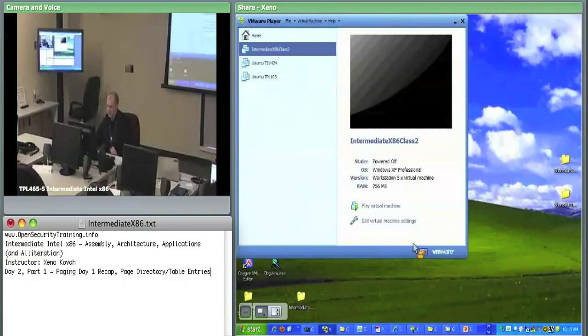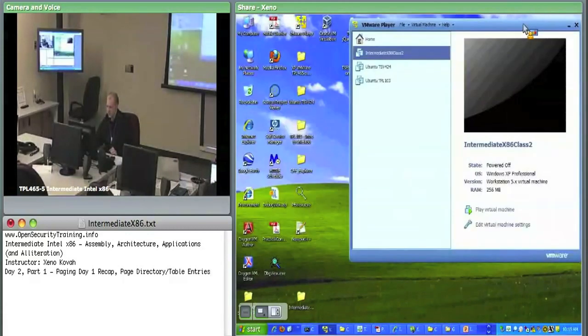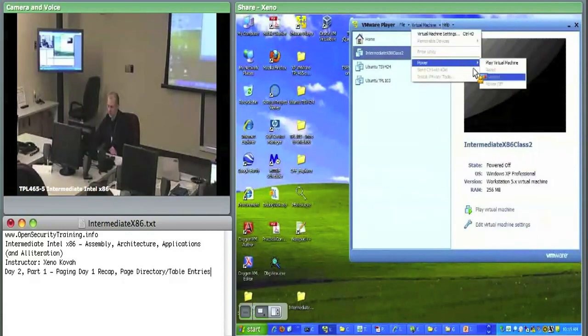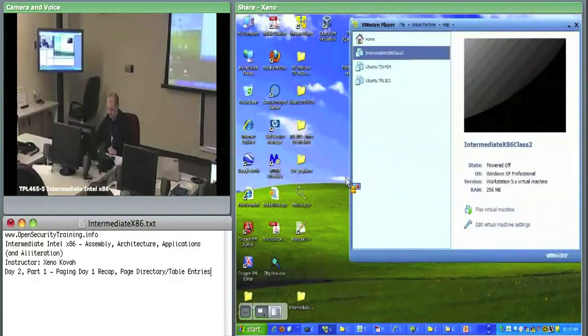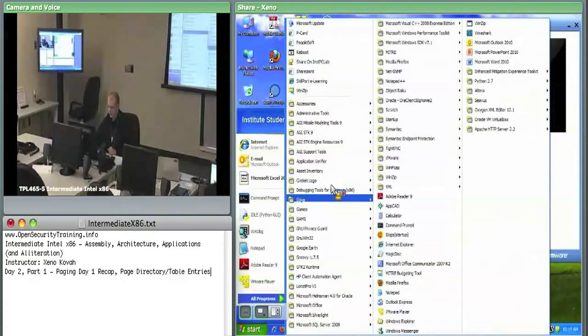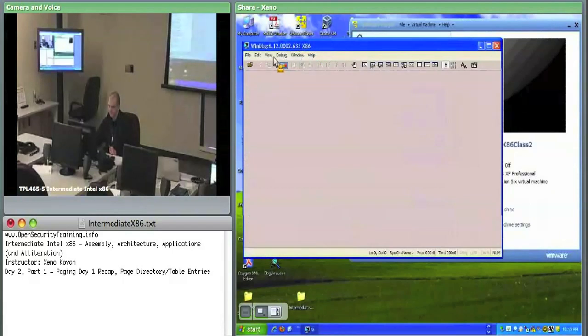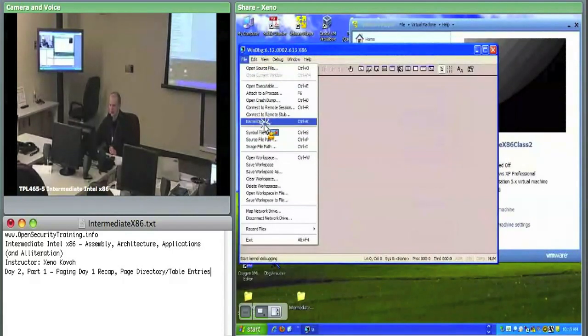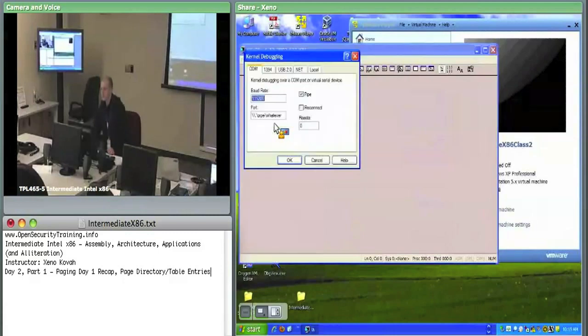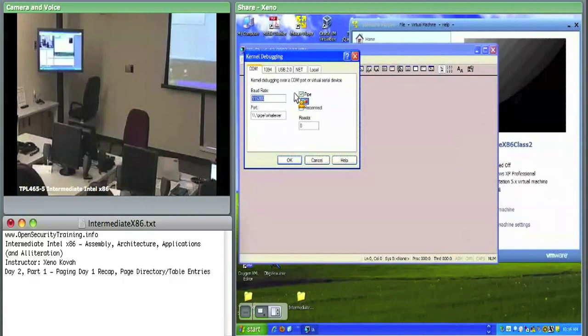All right, so yeah, power off your VM, hard power it off, I don't care. Virtual machine, power, power off. Then you want to open WinDbg: all programs, debugging tools, WinDbg. Select file, kernel debug. You should be just sitting here at this screen in Windows.